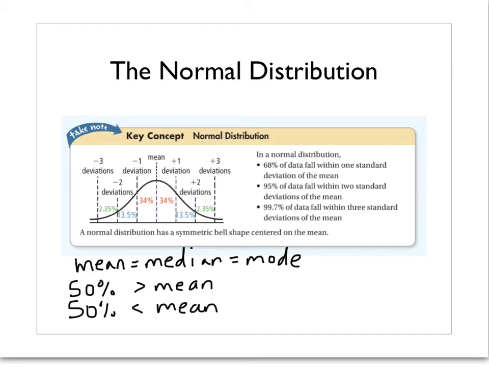Furthermore, we can break it down specifically by standard deviation. So let's take a look here. Here's the mean in the center. Within one standard deviation, that means within one above or one below, there's 68% of the information.